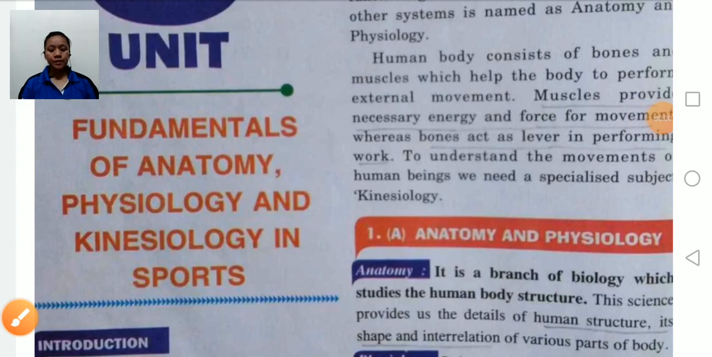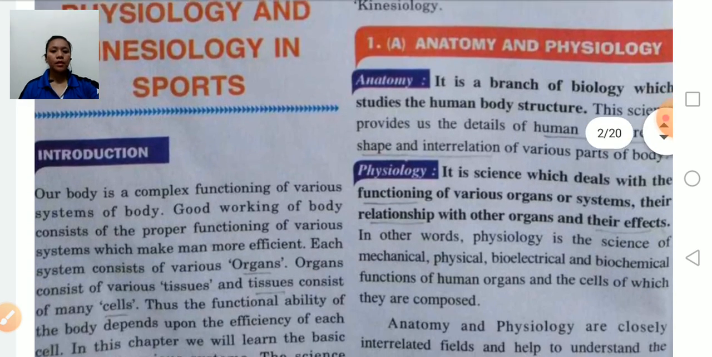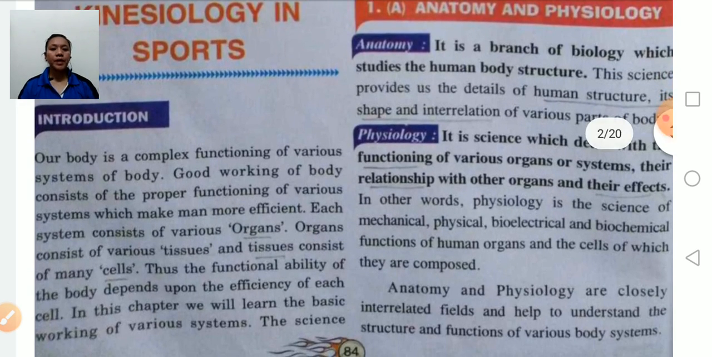Good morning, students. Today we will discuss our 8th unit, Fundamentals of Anatomy, Physiology and Kinesiology in Sports. Our body is a complex functioning of various systems. Good working of the body consists of proper functioning of various systems like circulatory system, digestive system, respiratory system, etc., which make a man more efficient.